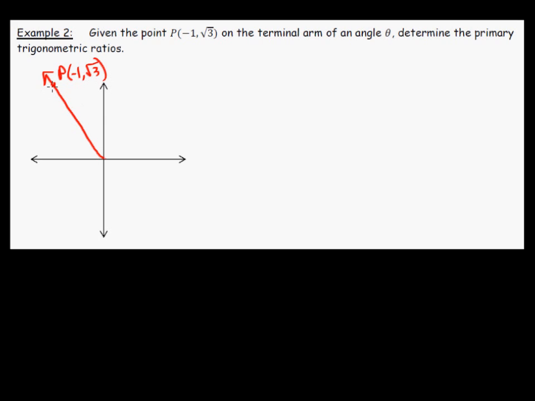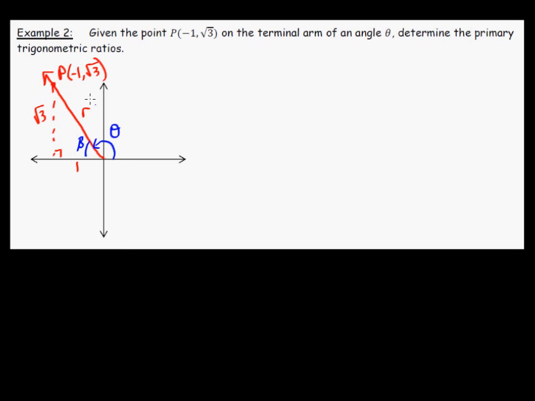We can drop in a vertical line here to make a right angle triangle. Because of my x and y values, I know that the length of the base of the triangle is 1, and the height of the triangle is root 3. This will be the radius of the circle if we were to rotate point P around the origin. Our angle in standard position is this one, rotated from the positive x-axis, and we've got a related acute angle that's here.